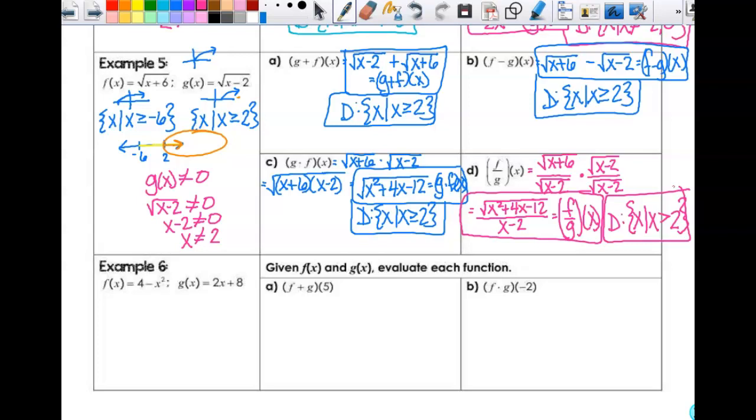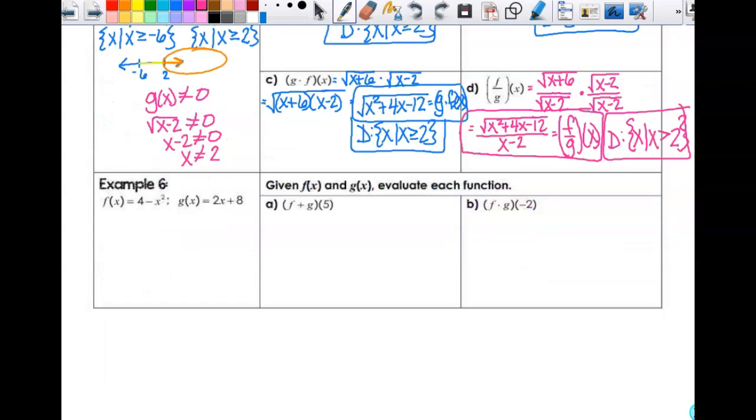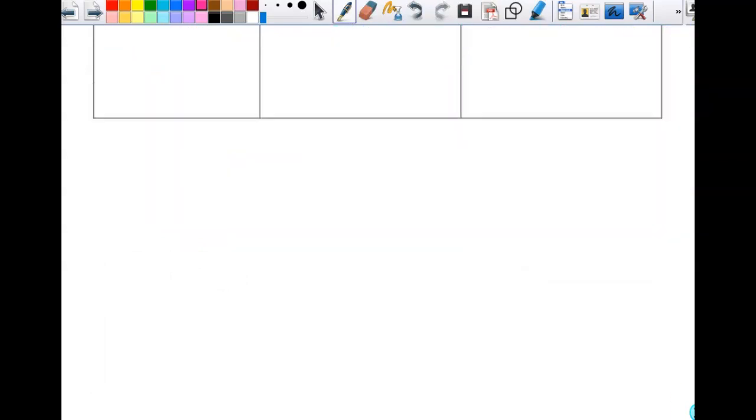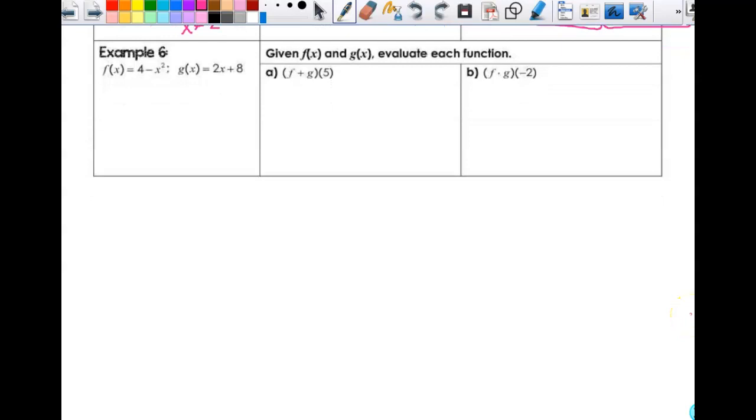Okay. So now that's dealing with them with the variables. So we got two things here where we're going to evaluate them. So when I have f plus g of 5, I'm substituting 5 in to each one of these and adding them together. So f of 5 is going to be 4 minus 5 squared plus, substitute 5 in there, 2 times 5 plus 8.